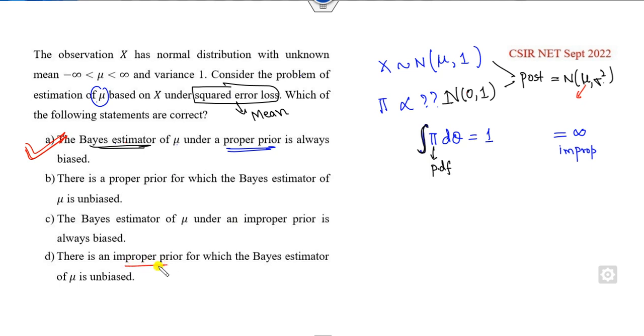If I consider the below one, if there is an improper prior, that means you can think about any distribution whose integration is infinite. Thus the Bayes estimator is infinite, that's the meaning of this. There is a proper prior, that means there exists a proper prior whose Bayes estimator is unbiased. That is not true. Okay, we will see that.